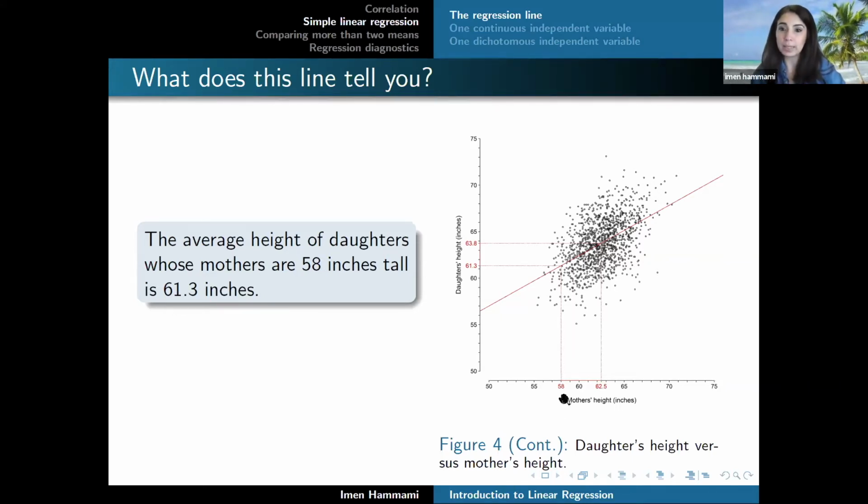We're going to use the line, and the way we use it is we just follow that line and then look at the y-axis to see the average daughter's height, and it's 61.3. So this is how we use the line. I'm not going to make any estimation outside the range of the values that I have. For example, I'm not going to make any estimation in this area, just because it's outside the range of the points that I have.